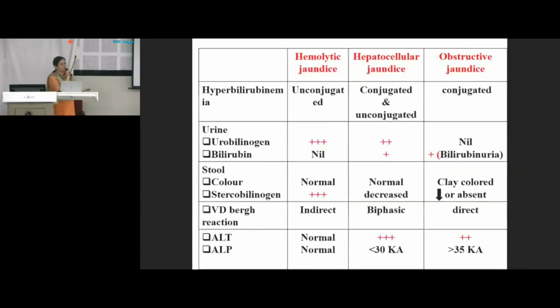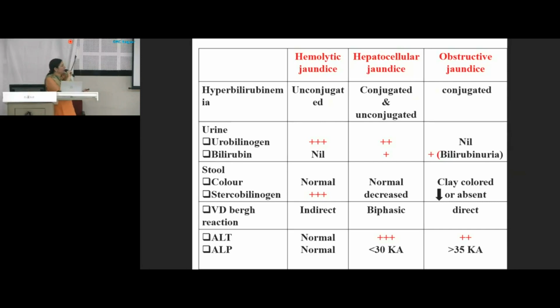Now, how to differentiate between these three types of jaundice? In hemolytic jaundice, the causes are already mentioned: different hemolytic anemias, like in patients with sickle cell anemia, thalassemia, there will be an increase in the unconjugated bilirubin. In hepatocellular jaundice, which is also hepatic jaundice, both conjugated and unconjugated bilirubin will be increased. While in obstructive jaundice, only one type, that is conjugated bilirubin, will be increased.